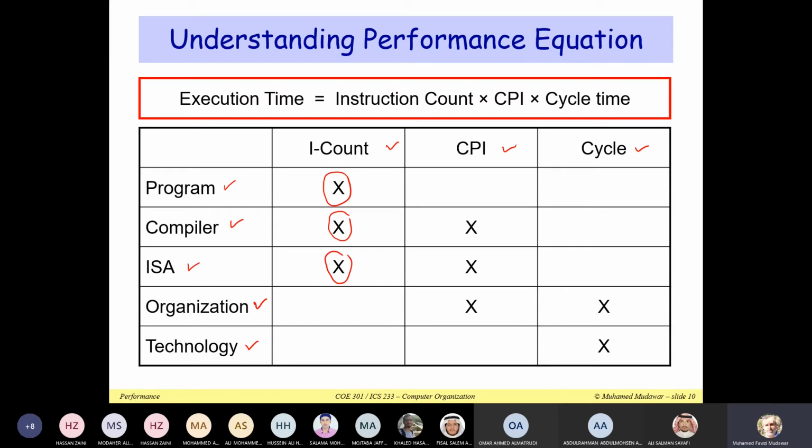The instruction count is not related to the organization. It's not related to the technology. It has nothing to do with it. So notice that there is no X for organization and for technology. It is just left blank.